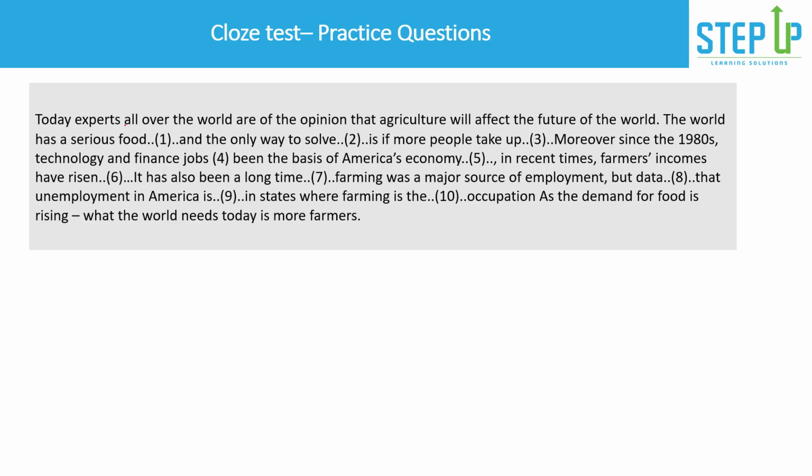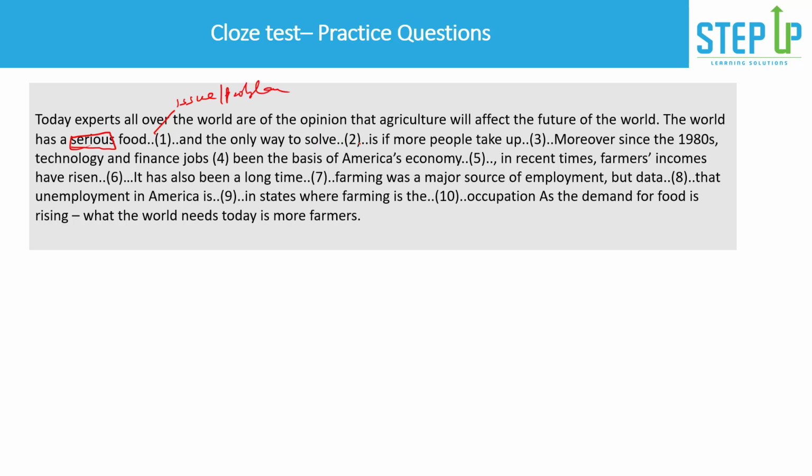Okay, first we read, today experts all over the world are of the opinion that agriculture will affect the future of the world. The world has a serious food dash and the only way to solve dash is if more people take up dash. So experts are of the opinion that agriculture will affect the future of the world. That means agriculture is going to become very important. The world has a serious food. Serious, now this indicates that there is some issue, right? So serious food issue, serious problem, something like that, right?